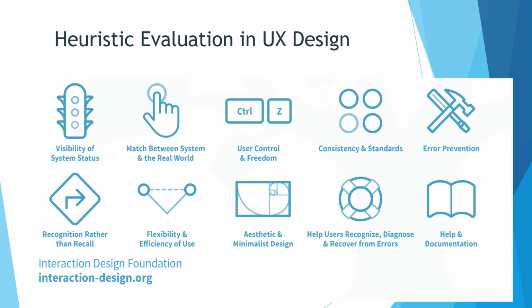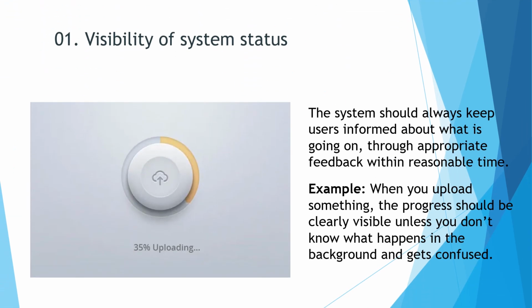Now let's examine each one of these individually. So the first principle is about keeping users informed about their actions and what's happening at any given interaction. Now, when users are informed of the current system status, they learn the results of their past interactions so they can better determine what their next steps will be.